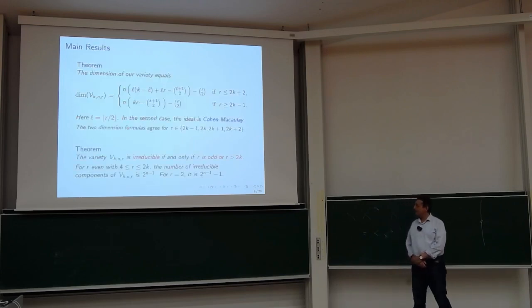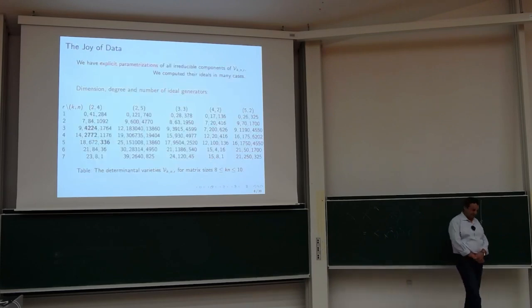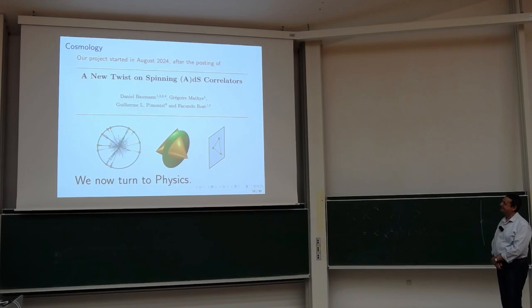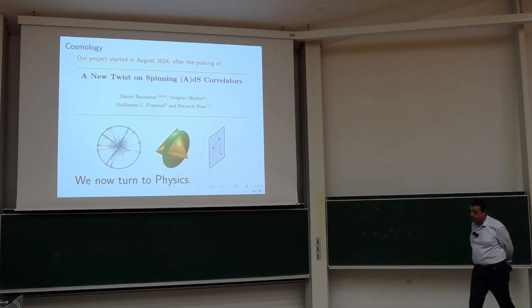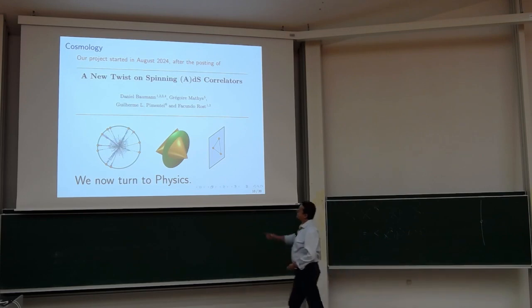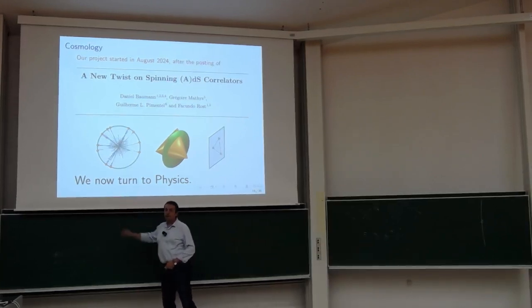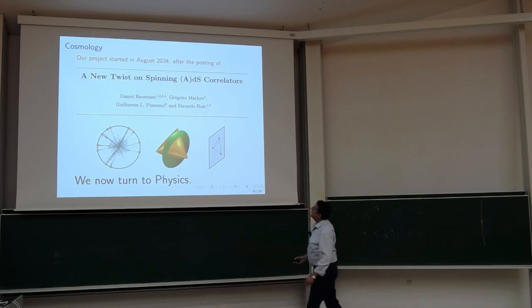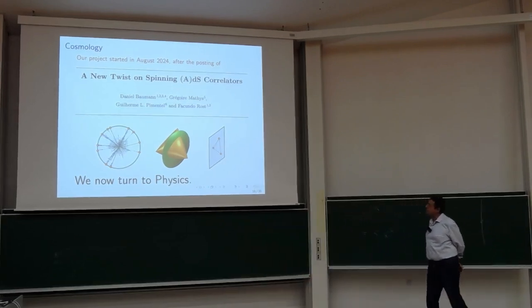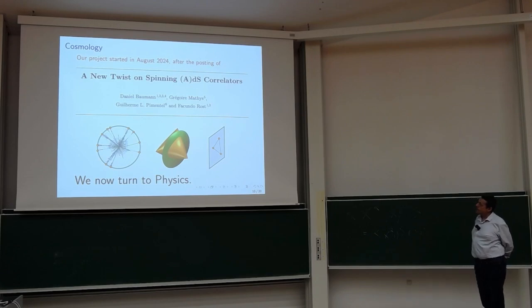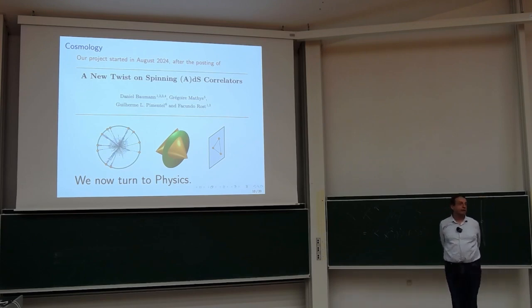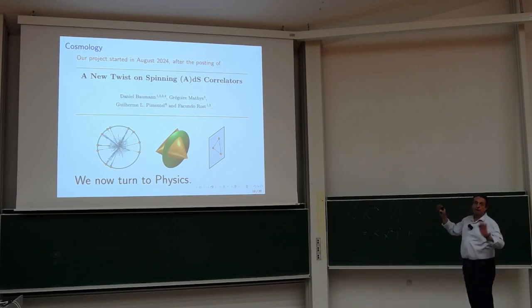Okay, so this was supposed to be the understandable part. Now we're going to get to physics. Now, in this collaboration, as I said, this is called positive geometry in particle physics and cosmology, and we had our kickoff workshop last August, right after the posting of this paper. One of the team members is Daniel Baumann, the cosmologist. He's a very prominent young theoretical cosmologist based in Amsterdam. And they had just put out this paper they were very excited about, a new twist on spinning AdS correlators.